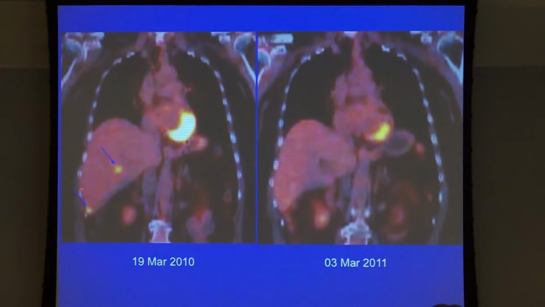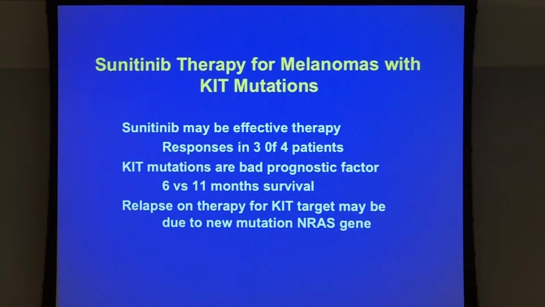This is a woman that had, you can see on her PET scan, 2 metastases in her liver after a year of treatment with sunitinib. She had persistent complete response. Unfortunately, 6 months later, disease came back and she eventually died. But she had excellent control of disease for over a year.